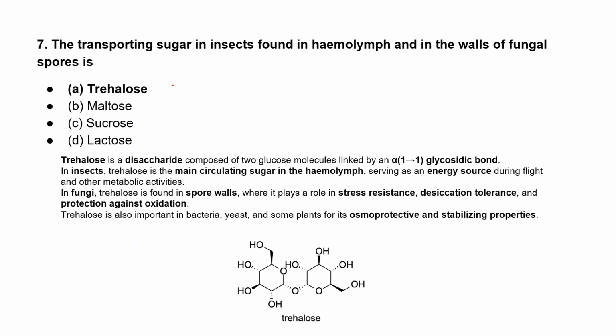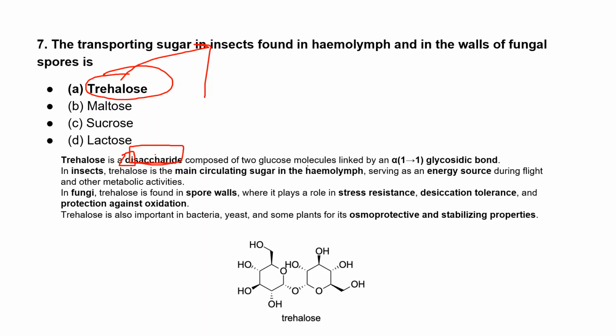Okay, let's see. So you are right. Option A is the right answer for this question. That is trehalose. This transporting sugar is present in insects. So what is this trehalose? It is a disaccharide. Di means two, and saccharide means sugar group, that is the glucose molecule.